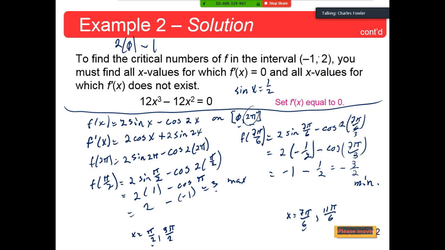They had pi halves, 3, that was our maximum. Then we went down to 7/6 pi, -3 halves, that was our minimum. Whoops, I missed one. I think I blew one, because 11/6 pi also turned out being a minimum. And I messed it up. I think I've erased it now, so I can't see it anymore.